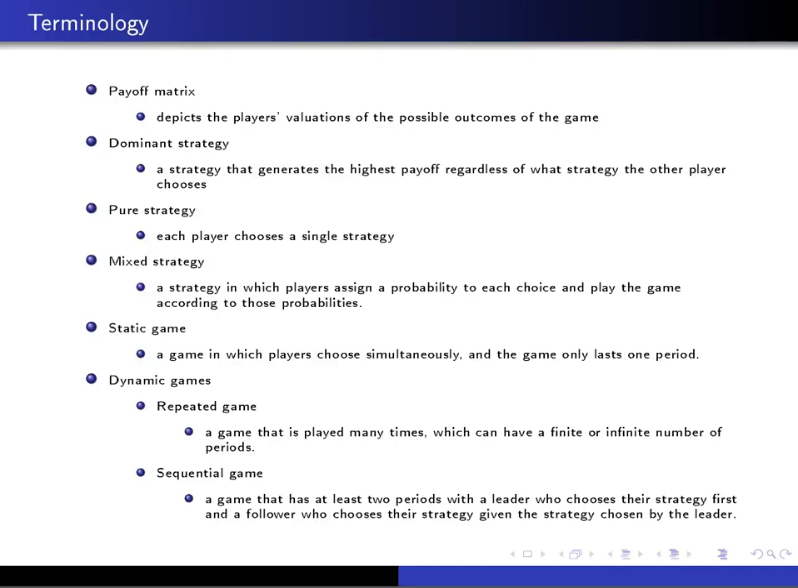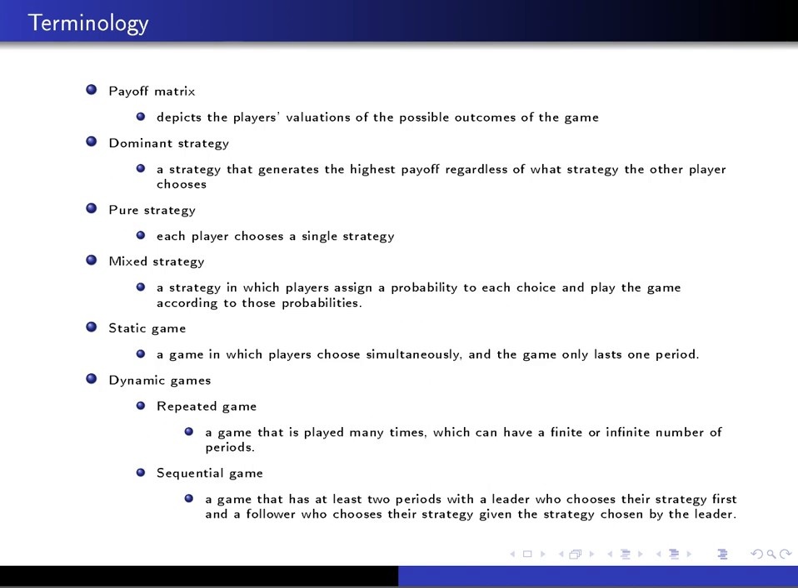In this screencast, I discuss some terminology that is commonly used in game theory. A payoff matrix depicts the player's valuations of the possible outcomes of the game. The payoffs or the valuations could be represented as profits or perhaps as utilities.